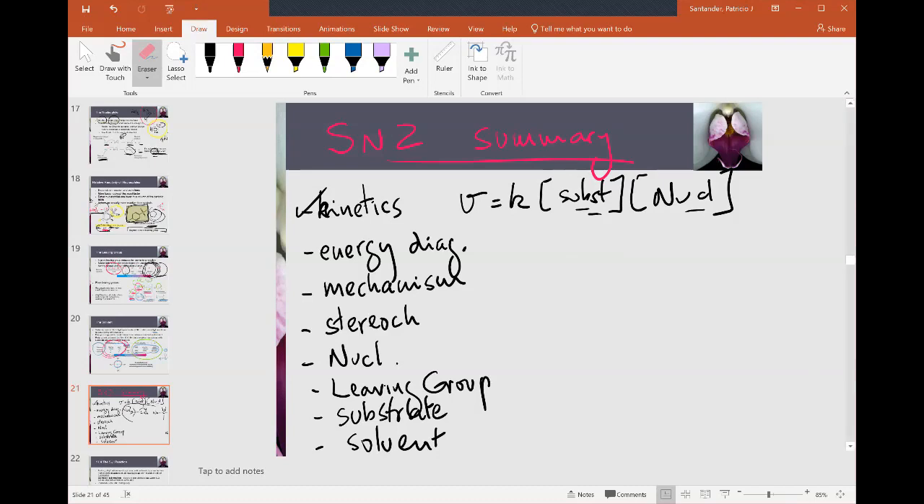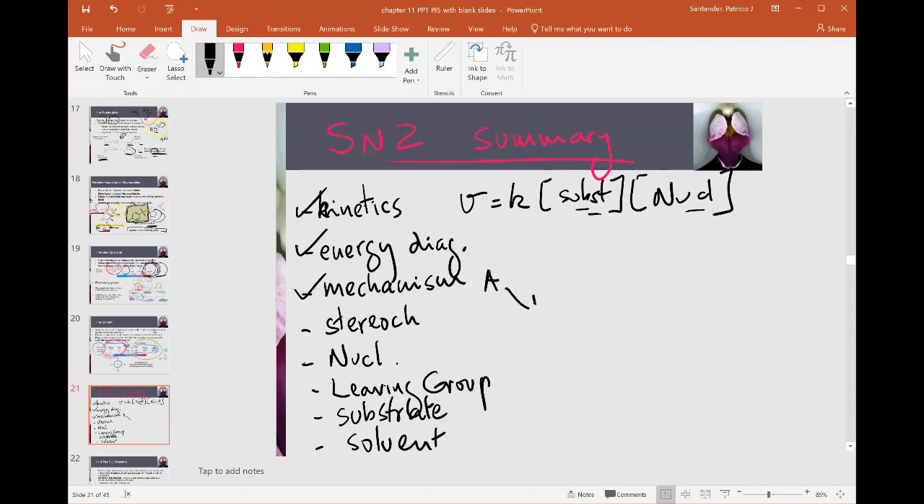So we said the energy diagram, we did that. The mechanism, we did that as well. Stereochemistry, we said you have inversion of the configuration. Because if you start, for instance, with a group A, B, C, and you have the leaving group here, then the product that you will obtain will look like this.